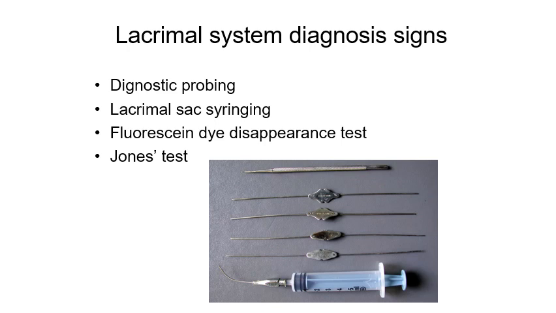So lacrimal system diagnosis can be done with diagnostic probing, lacrimal sac syringing, fluorescein dye disappearance test and Jones test. From your point of view, you should know what lacrimal sac syringing is and what the interpretation of the sac syringing procedure is. So that can be a homework for you.